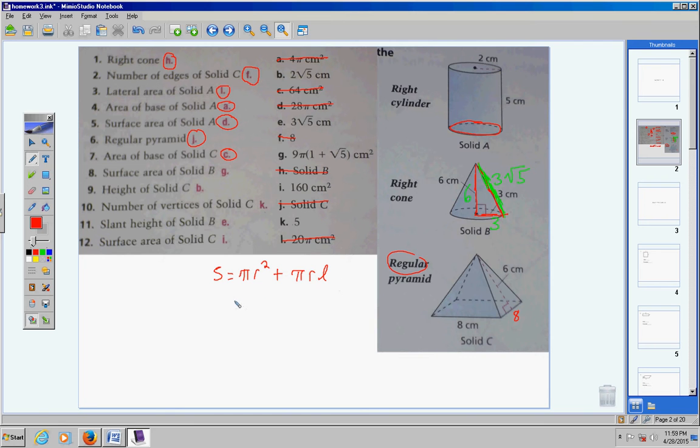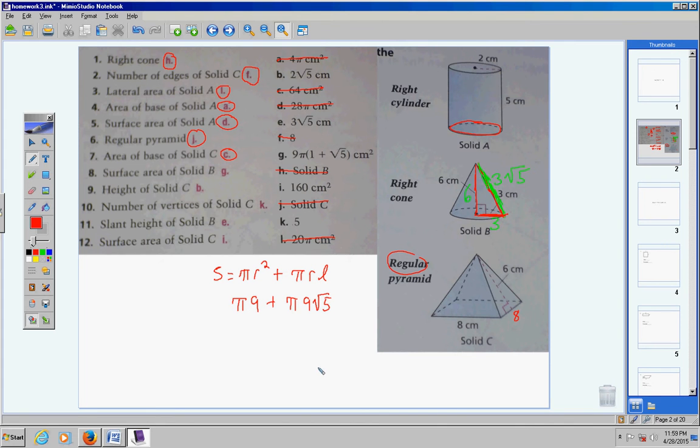So now I have pi times radius squared. Well, the radius is right here. It's 3. Square the 3, we get 9. Plus pi times, now look, I have radius times slant height. Everybody see it? Radius times slant height. Well, the radius is 3. The slant height is 3 square root of 5. Multiply those together. 3 times 3 square root of 5. You multiply outside number times outside number. So 3 times 3 is 9 square root of 5.